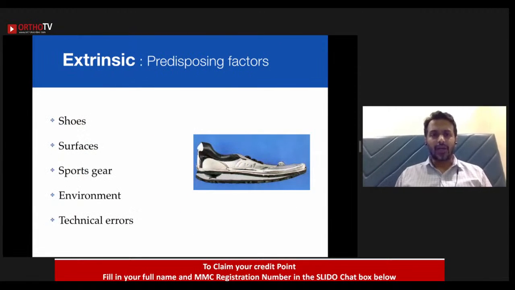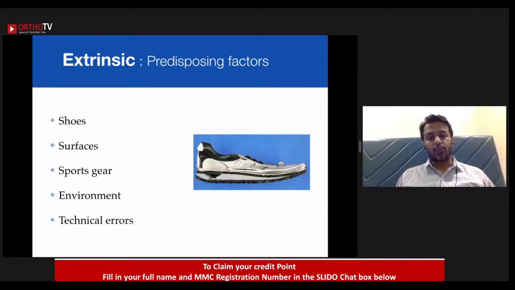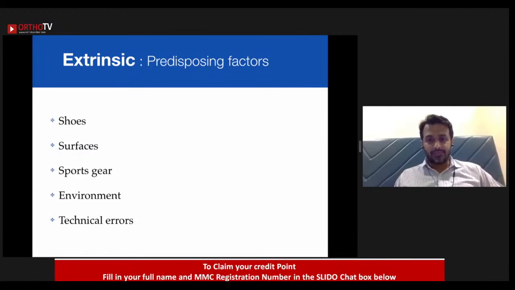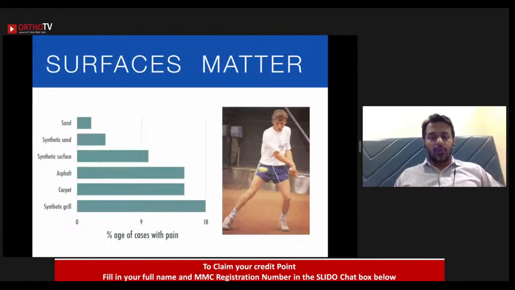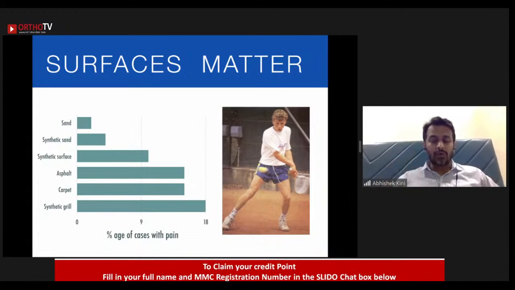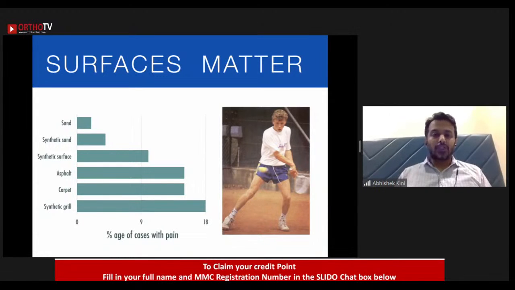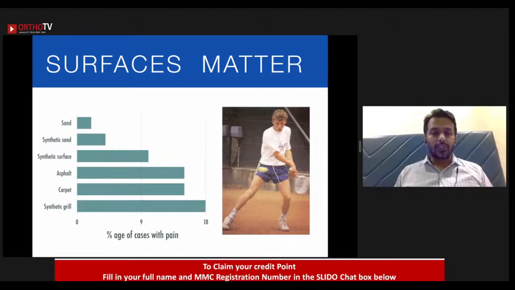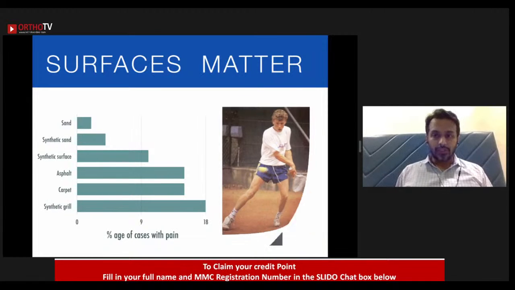Similarly, extrinsic factors can be shoes, the surface on which the patient runs or plays, sports gear, especially if they're wearing tight stockings, environment like heat and humidity level, and technical errors. So surface does matter, especially when it comes to overuse injuries. Natural surfaces which are better shock absorbing, like grass, ground, gravel, and sand, are much more forgiving on our bones and joints than synthetic surfaces like asphalt, tarmac, or cement concrete roads on which the patient runs.